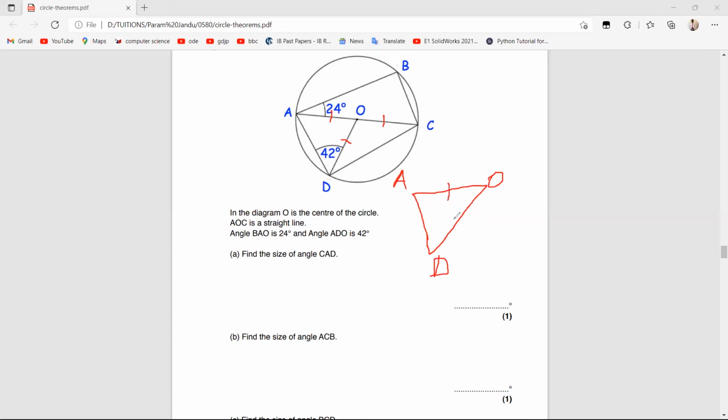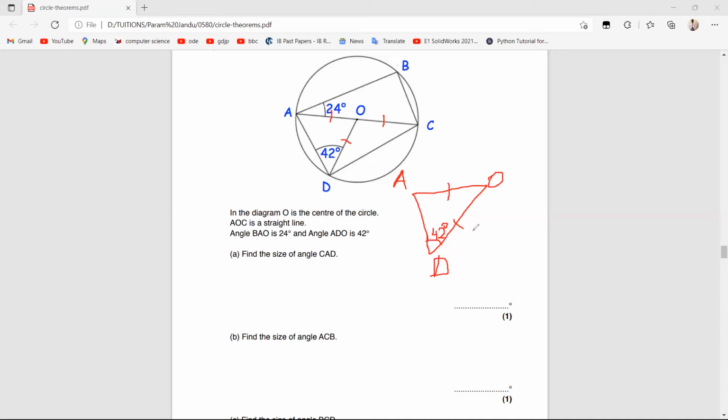AOD with this radius and this 42. So the two radii are equal, making this triangle an isosceles triangle. Okay, an isosceles triangle is a triangle where two sides are equal. So what do you know about an isosceles triangle? The base angles should be equal.